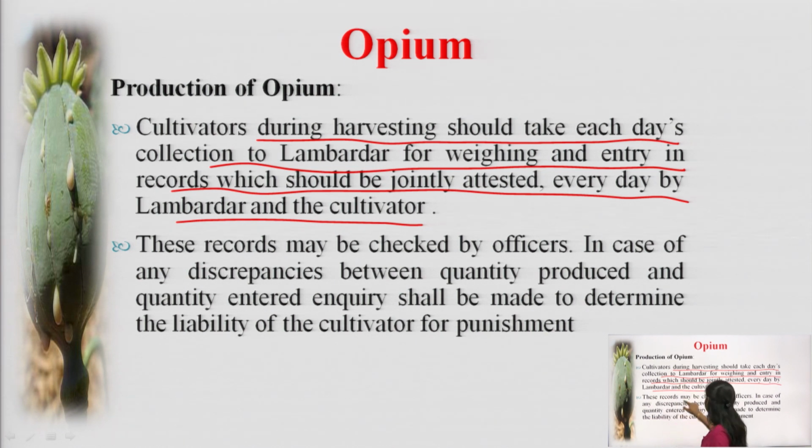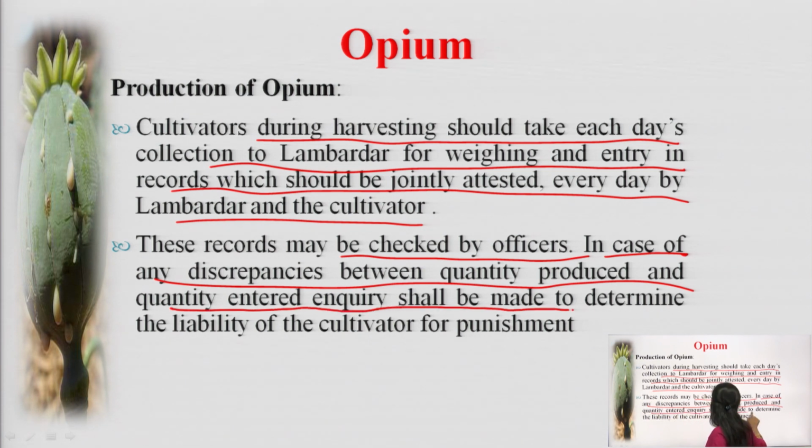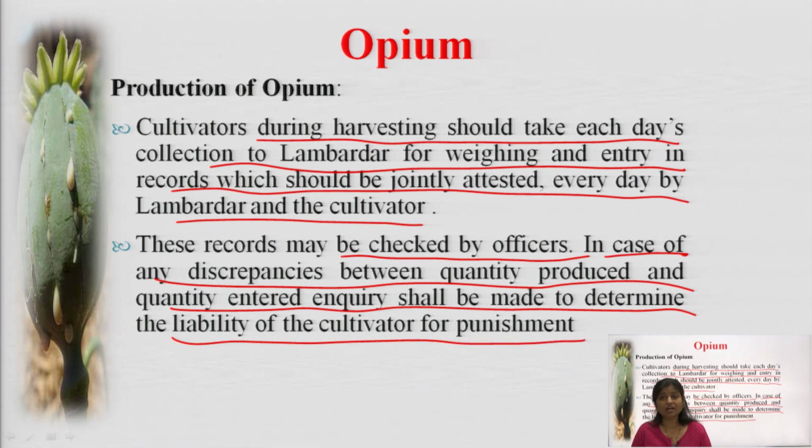The records may be inspected and checked by the officers. In case of any discrepancy between the quantity produced and the quantity entered, an enquiry shall be made to determine the liability of the cultivator for punishment. On inspection, if the data varies, that is, the physical value does not match the tabulated or recorded value, then the cultivator is answerable for the same. That is why there is a difference between these two data. So the data is recorded and monitored by the Lambardar, the cultivator and the narcotic commissioner. The cultivator is liable for punishment if the data does not match.